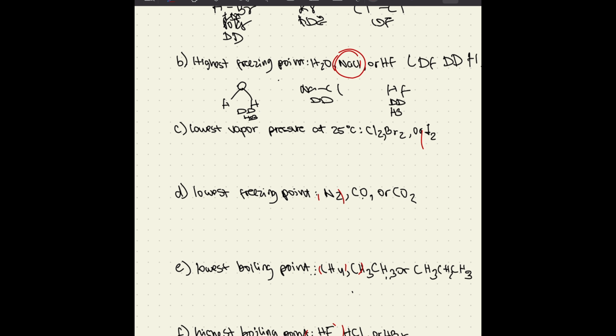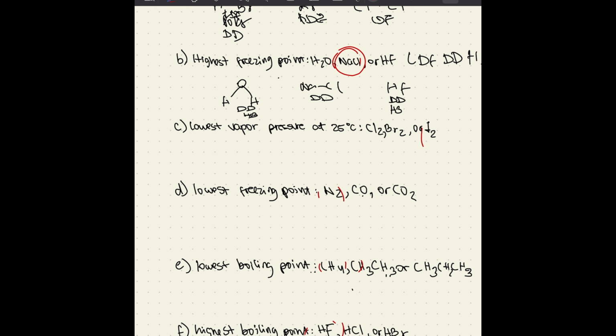Then, lowest vapor pressure at 25 degrees C between Cl2, Br2, and I2. All of them are diatomic, so they're all non-polar. So that's discarded. None of them has hydrogen bonding, so it's up to the LDF, meaning the molecular weight. So what are you going to do? You're going to go on your periodic table and add the molecular weights.